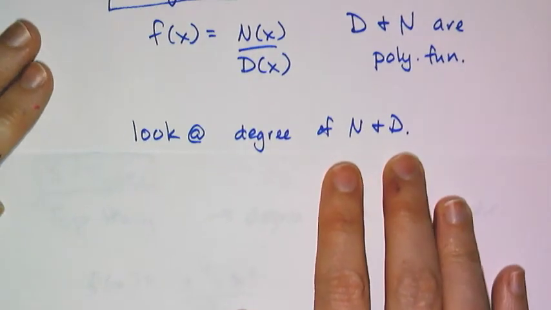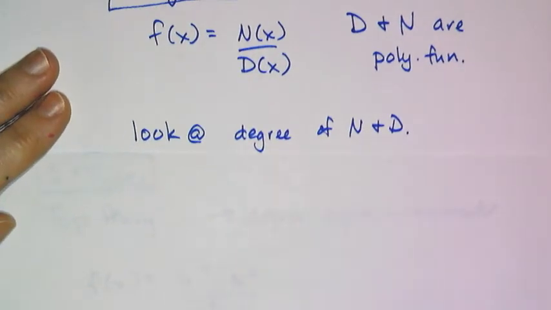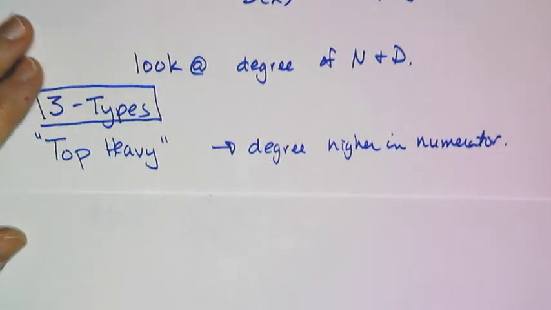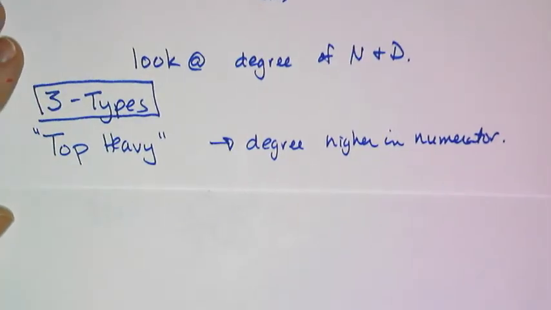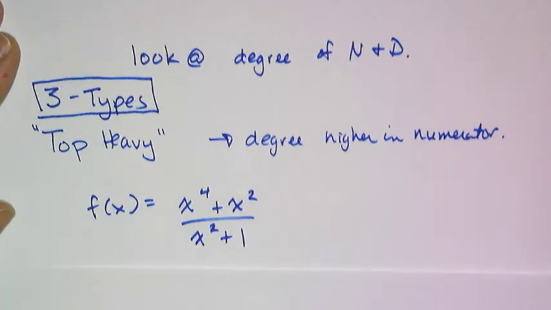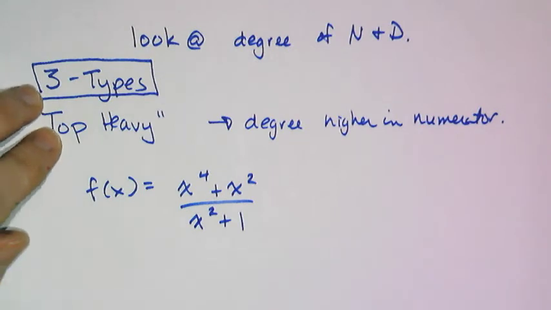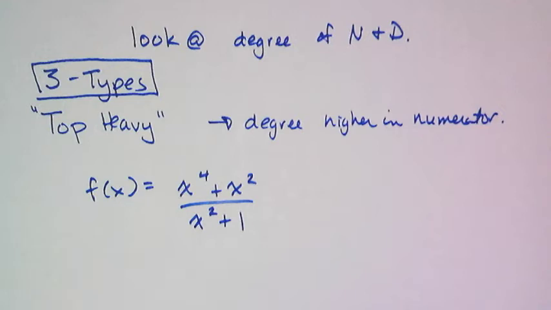And there are three types of rational functions. The first I call top-heavy. So that is a polynomial where the degree is higher in the numerator. I have f of x equals x to the fourth plus x squared over x squared plus 1. And the degree in the numerator is higher than the degree in the denominator.